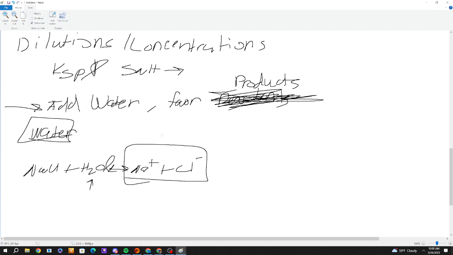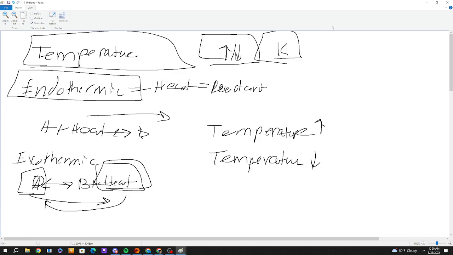Dilutions favor products. Concentrations, meaning I remove water, are going to favor the solid state, basically. All right? And the NaCl here would be a solid, too. Okay? That's really it with most of Unit 7.